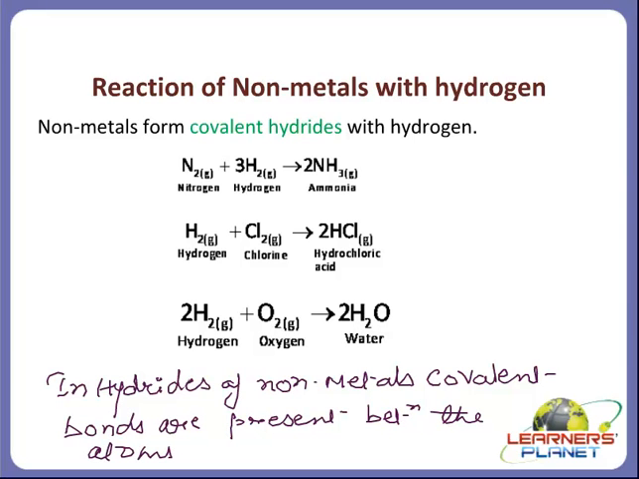Now what are the hydrides here? N2, that is nitrogen, reacts with hydrogen, H2, and forms ammonia, NH3, which is again a covalent hydride. I can draw the structure of ammonia like this: this is the lone pair of electrons, and this is one hydrogen, the second hydrogen, and the third hydrogen. Hydrogen reacts with chlorine, forming hydrochloric acid. Hydrogen reacts with oxygen, forming water. Now this hydride is a neutral hydride. This is about the reaction of nonmetals with hydrogen. Likewise, phosphorus reacts with hydrogen, forming phosphine, that is PH3.